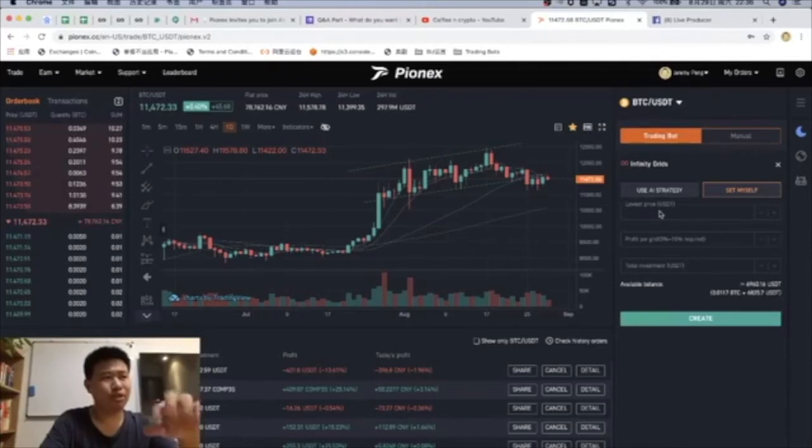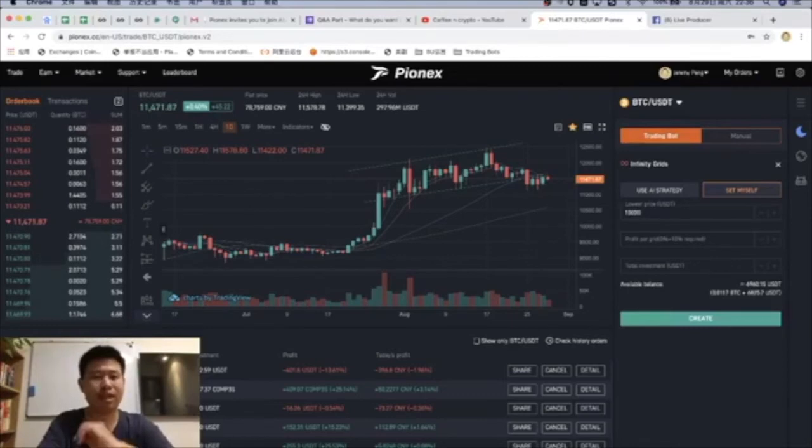So the grid trading bot helps you to buy low and sell high in a range, but the infinity grid bot doesn't have an upper limit, so it just has the lowest price. So it will help you to buy low and sell high if the price is greater than the lowest price. For example, take Bitcoin as an example. If I think the lowest price is 10,000, it will help me to buy low and sell high when the price is over 10,000.